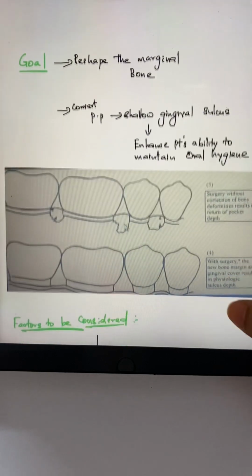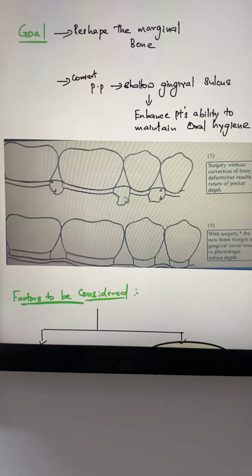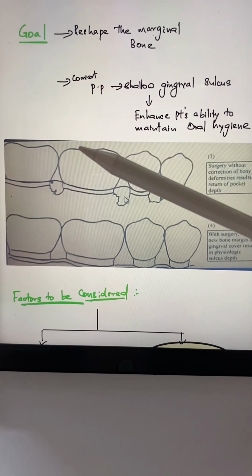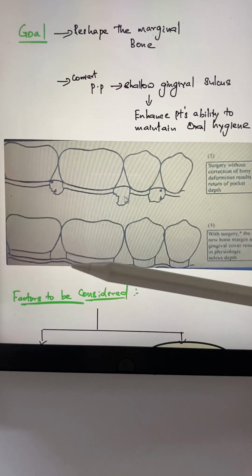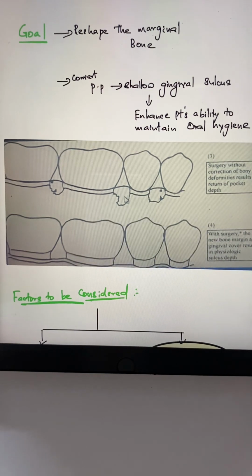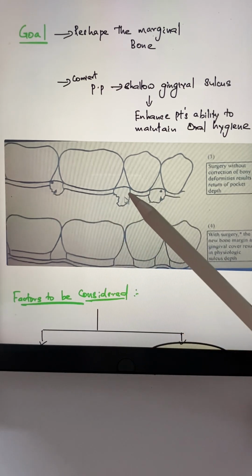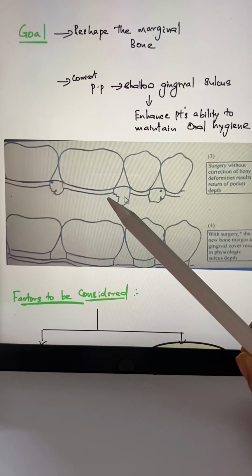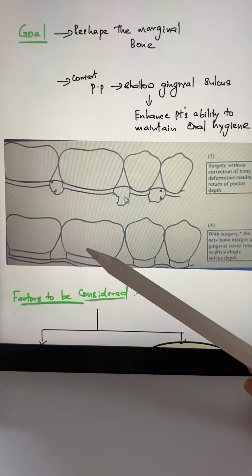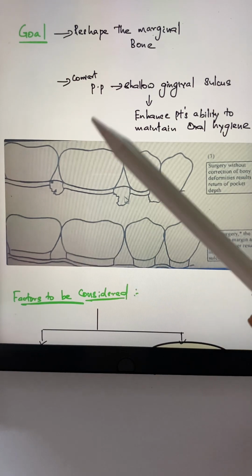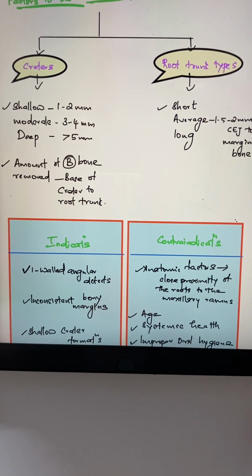And next we'll understand the goal of resective osseous surgery. The main goal is to reshape the marginal bone and convert the periodontal pocket to a shallow gingival sulcus, so that patients can clean and maintain oral hygiene properly. If you see the picture, this is a surgery without correction of the bony deformities, which results in return of the pocket depth. Whereas with the surgery, the new bone margins and the gingival cover result in a physiologic sulcus depth. And some factors we need to consider are the craters and the root trunk types.